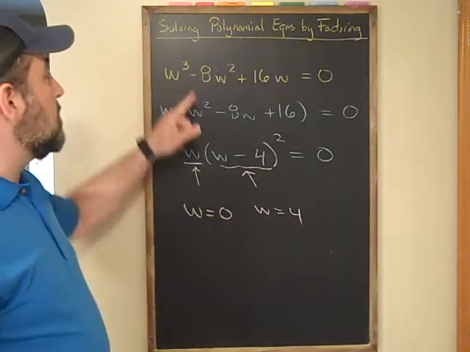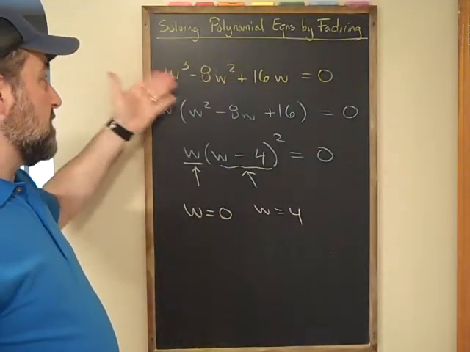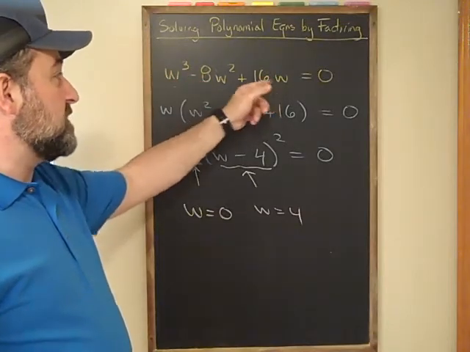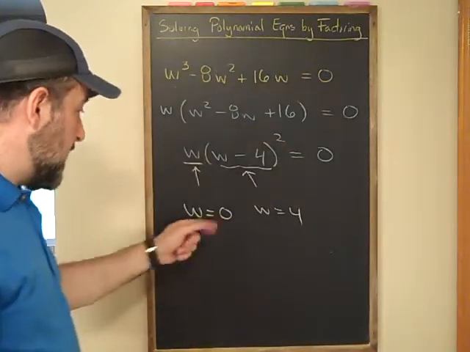If you put in 0, 0 cubed is 0, 0 squared times 8 is 0, 0 minus 0 is 0, 16 times 0 is 0. Zeros all add up to be 0. So that is a solution.